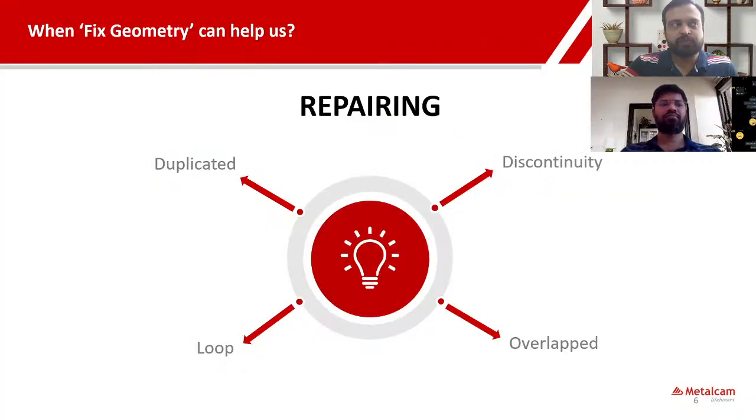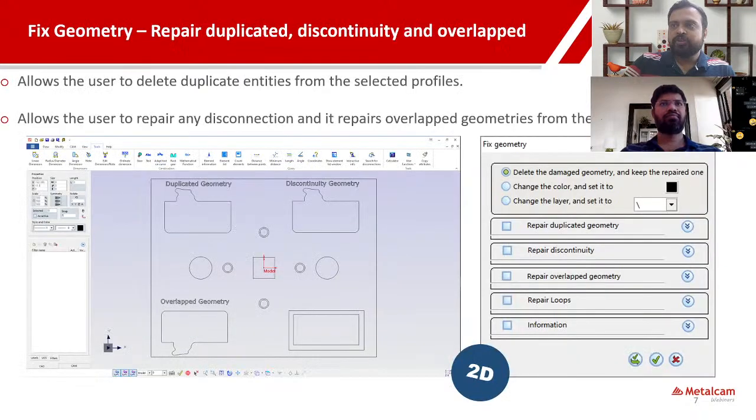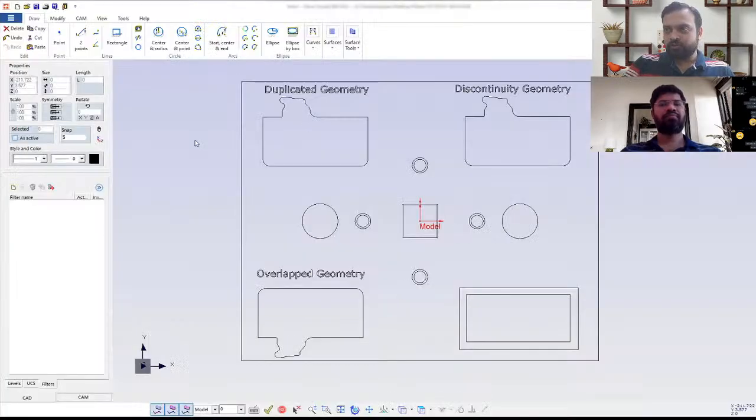So first we come to fix geometry. How does fix geometry work? If you import some DXF or DWG files, they may have some discontinuity, overlaps, loops, and duplicate elements. These kinds of things can be fixed by using fix geometry. Fix geometry allows you to repair duplicate elements, discontinuous elements, and overlaps. So we'll have a check in our live demo.